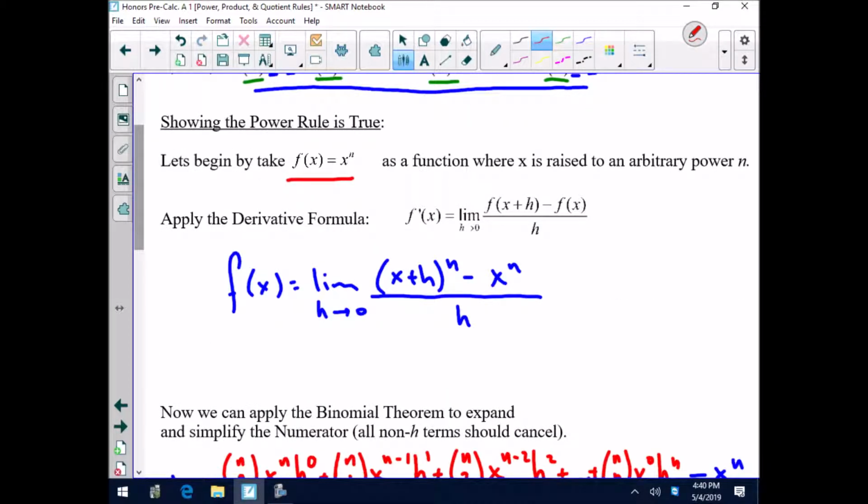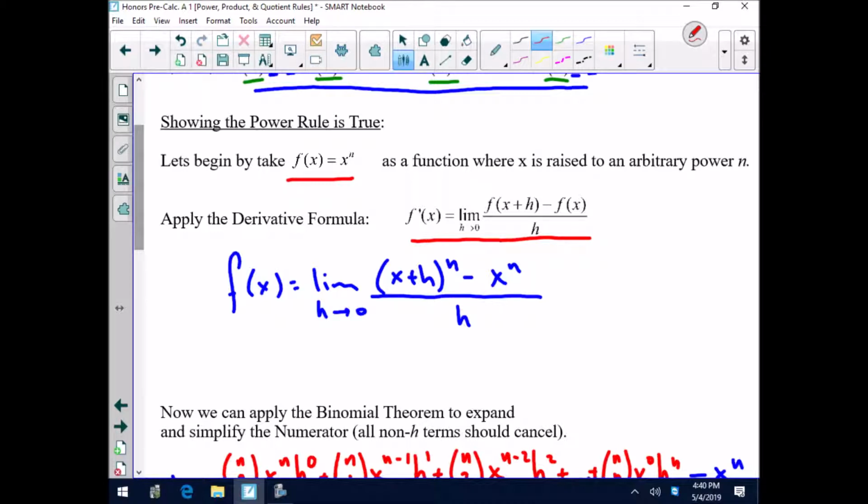So we're going to start by talking about our f of x equals x to the n, and we are going to apply the limit definition of the derivative to this function, right? When we do that, we get the limit as h goes to 0 of x plus h to the n minus x to the n over h.